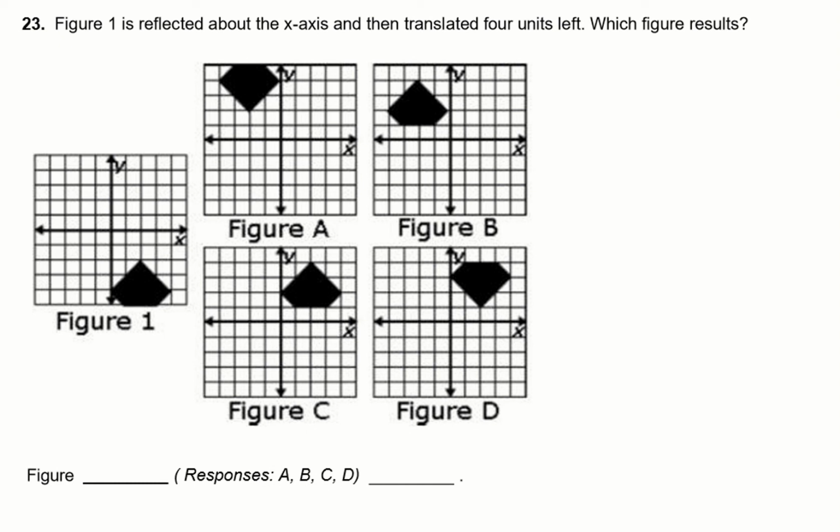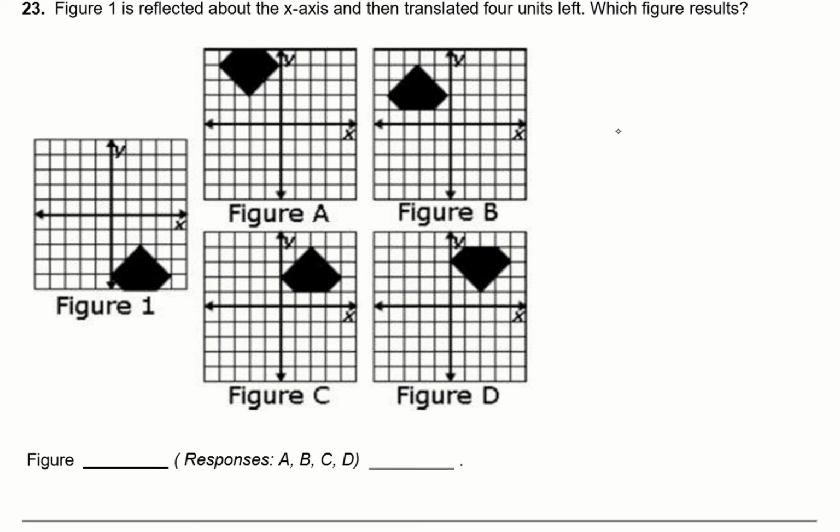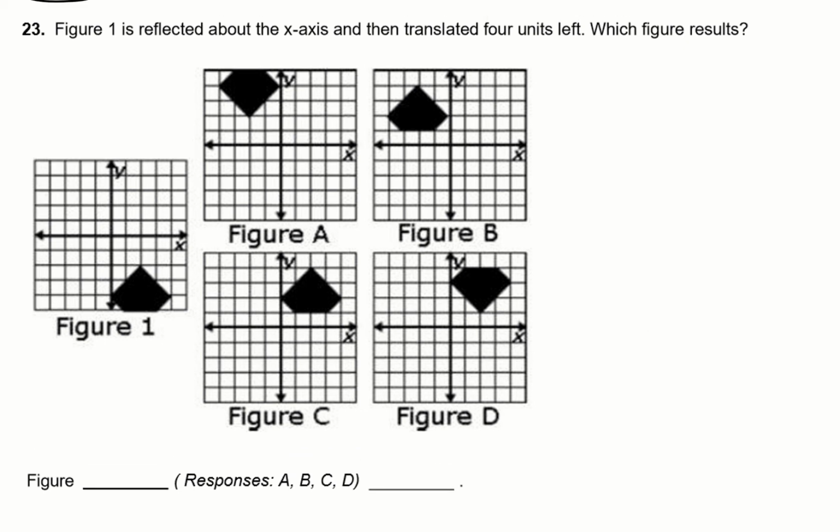Figure 1 is reflected about the x-axis and then translated 4 units left. Which figure results? So if we're taking this figure 1 and we're reflecting it about the x-axis, that means we're reflecting it about this axis. Well, then each of these points is going to be reflected over the same distance. So it's going to be 1, 2, 1, 2. This is 1, 2, 3, 4 distances, 4 units across. So we'll do 4 units across here and so on.